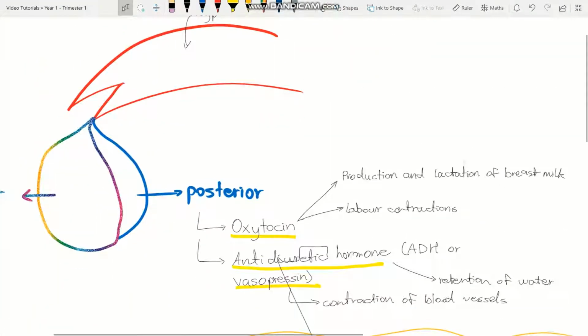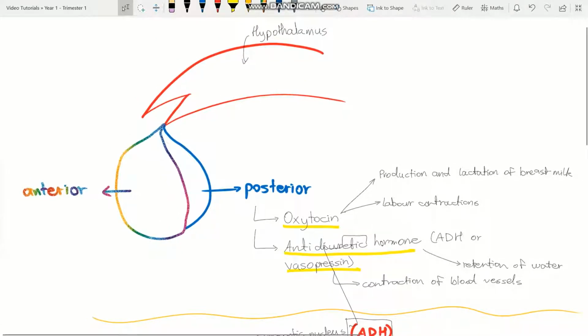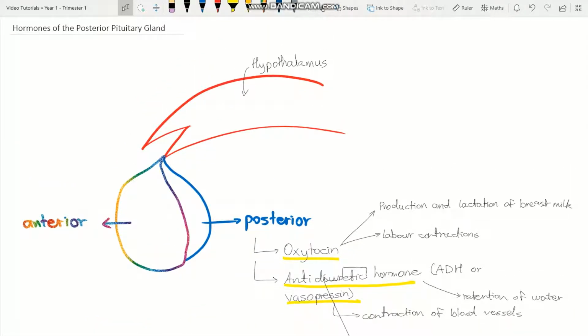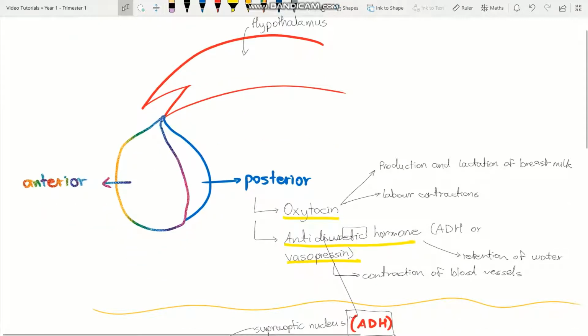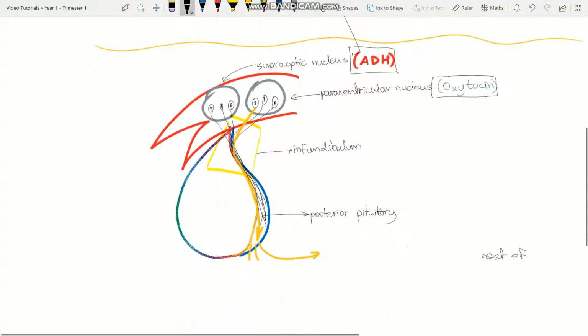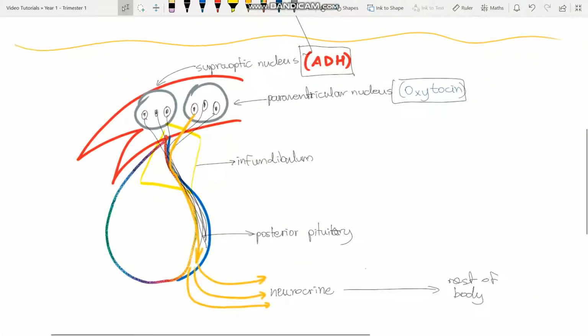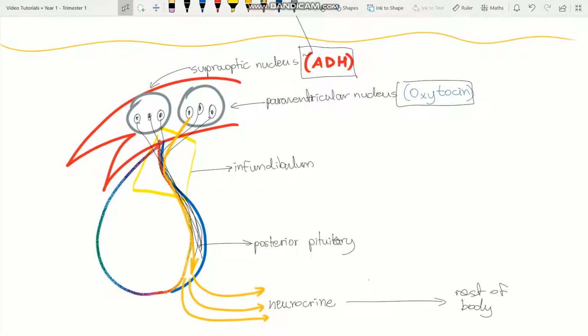So, in conclusion, the posterior pituitary gland is quite an important gland in the body, as it secretes two main hormones, oxytocin and antidiuretic hormone. Antidiuretic hormone, as we explored, is responsible for the retention of water, and oxytocin is involved in the production, lactation of breast milk, and allowing for labor contractions to occur. There are two main nuclei that are responsible for the synthesis of these hormones. These are the supraoptic nucleus, which is responsible for the synthesis of ADH, and the paraventricular nucleus, which is responsible for the synthesis of oxytocin.